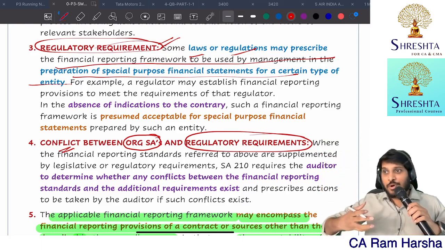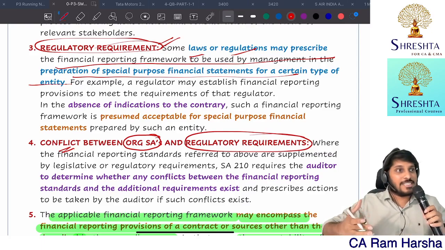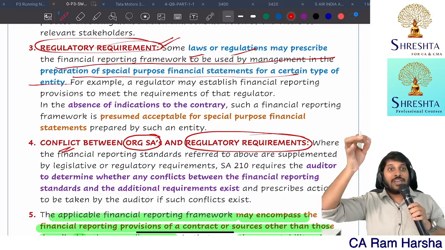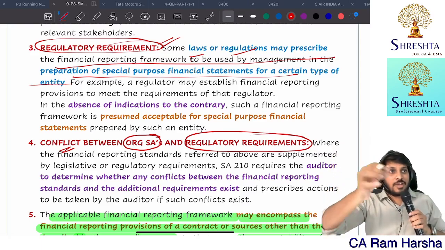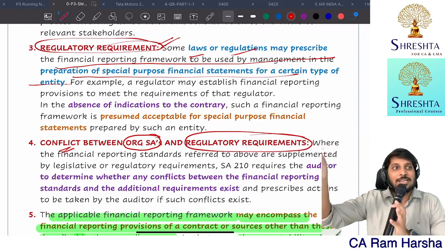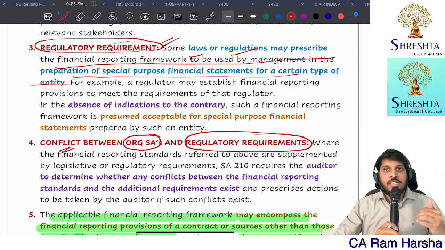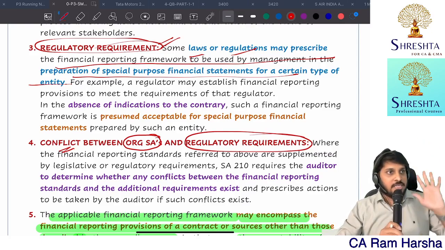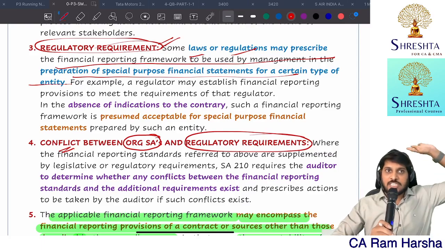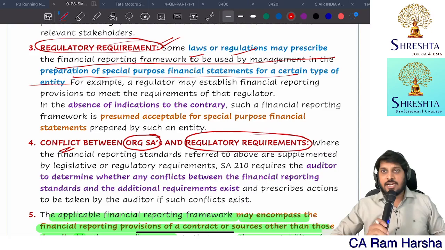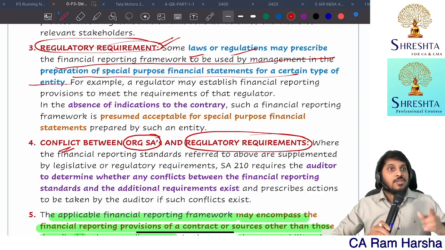So it is not possible for any standard setting organization or a lawmaker to define a special purpose framework, because I prepare this as per his requirement. I want to go for funding. That investor is asking me to prepare the balance sheet and P&L in a certain approach he wants. I will prepare his approach only. If I prepare as per the standard setting body, he will not accept, and I will not get funding. Yes or no? Special purpose financial statements are confidential.